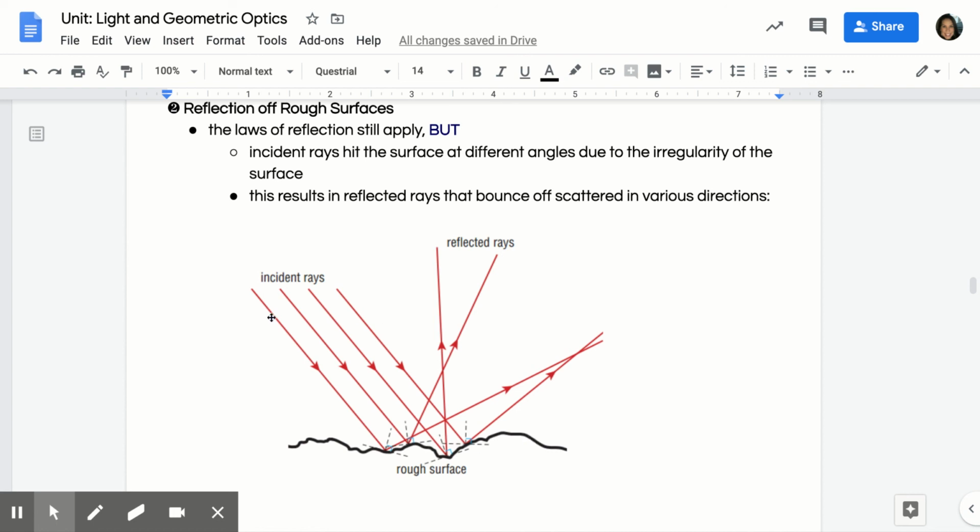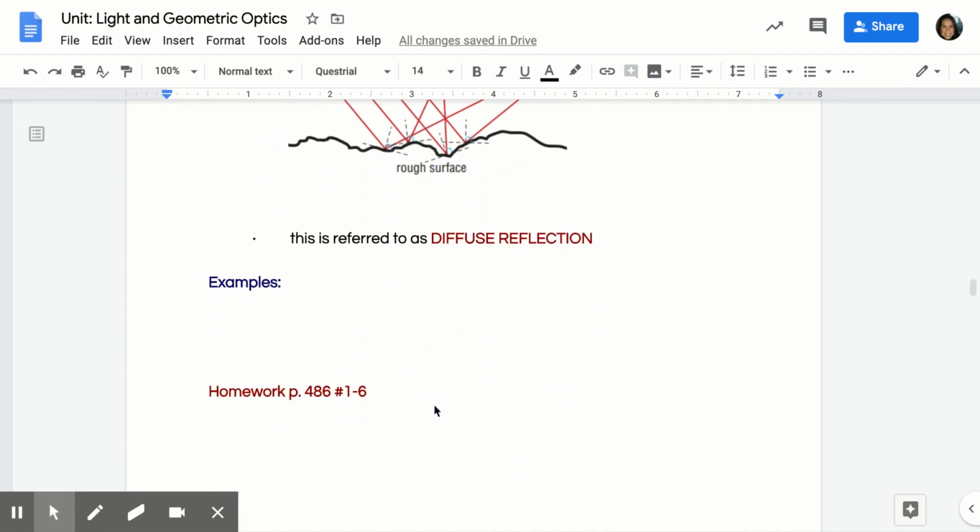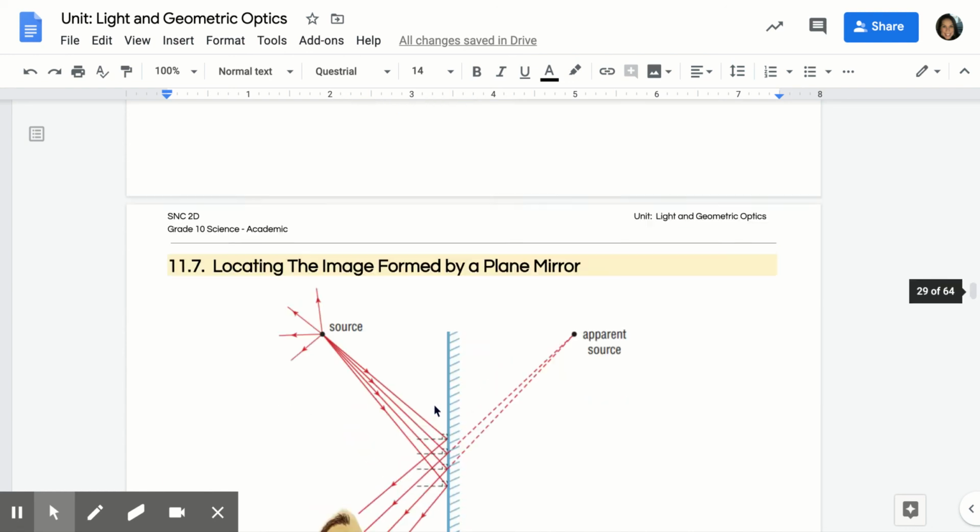So I'm having one incident ray come up, another one shoot wide, another one come short, and it's because they're bouncing off and scattering in various directions. This is what's happening here with that crumpled up aluminum foil. We call this diffuse reflection. This is basically today's lesson.